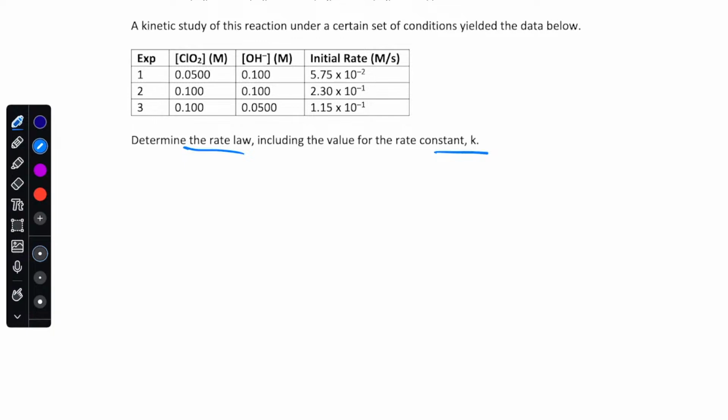We always start by writing out the rate law like this. Rate equals K times the concentration of the first reagent, ClO2, to the power of X, times the concentration of the second reagent, which is hydroxide, to the power of Y. And when you do these kinds of questions, the X and the Y have nothing to do with these coefficients in front. Just ignore those coefficients completely. They are not important for doing this question.